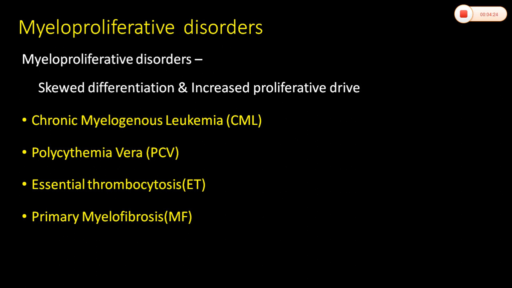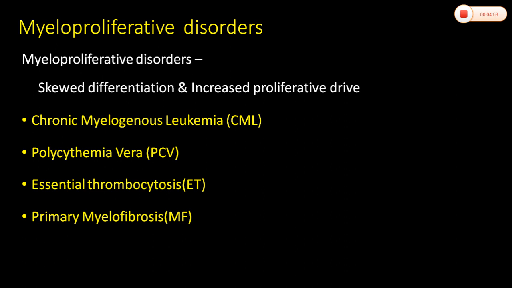There are four important myeloproliferative disorders. One is chronic myelogenous leukemia, briefly known as CML. Second one is polycythemia vera, called PCV. Third one is essential thrombocytosis, ET, and primary myelofibrosis, that is MF. Just try to remember these terms, right?